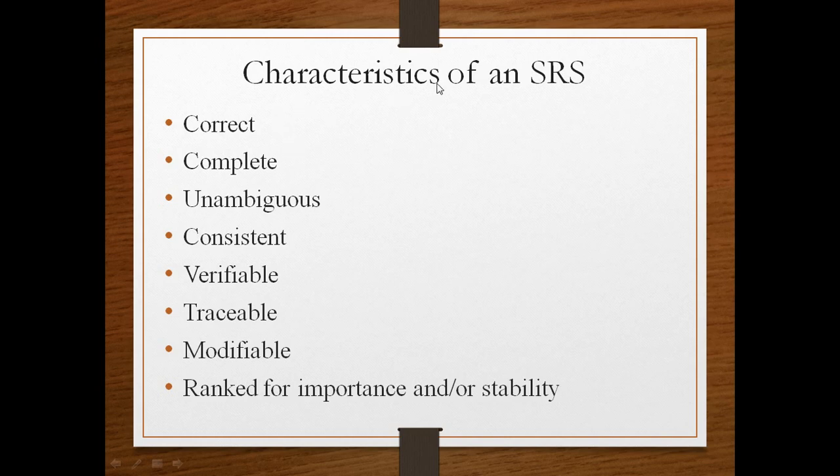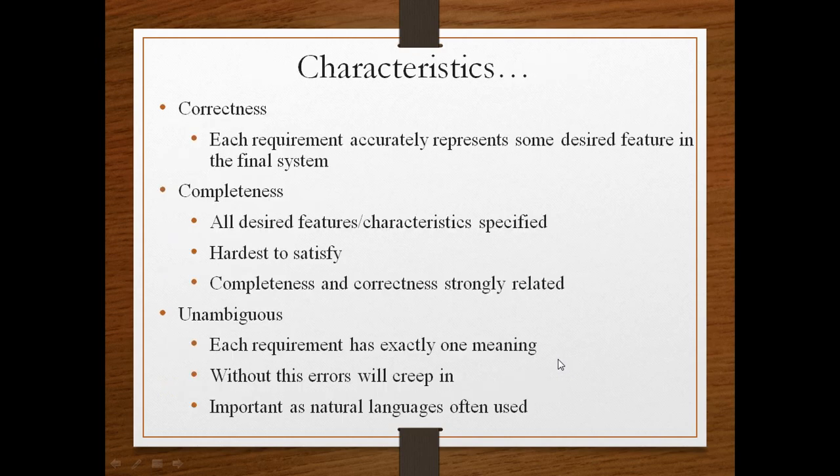The SRS has to be correct, complete, unambiguous, and consistent, so that if I try to do the SRS after a month also, it should give me the same answer. Verifiable: you have to verify your SRS. Traceable: you can trace your SRS. Modifiable, and ranked for importance and stability. Let's see in detail. Correctness: each requirement accurately represents some desired feature in the final system. That is the first thing.